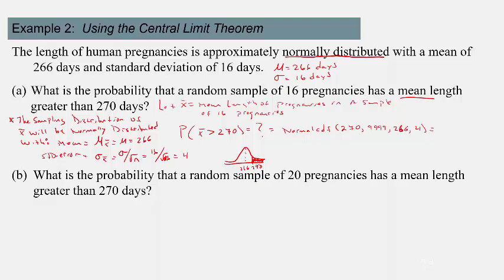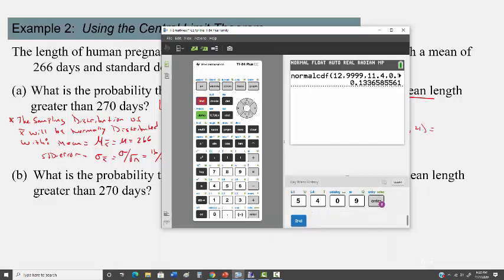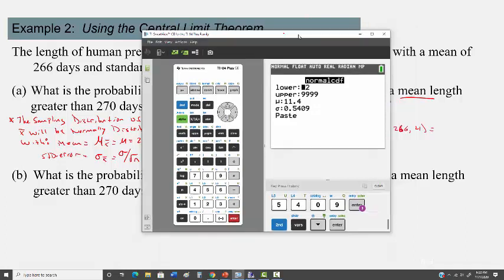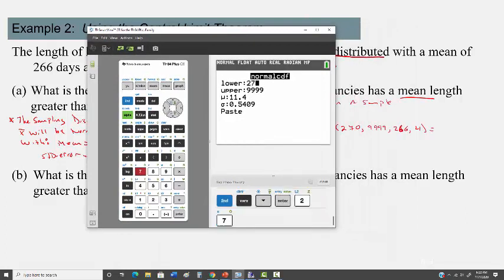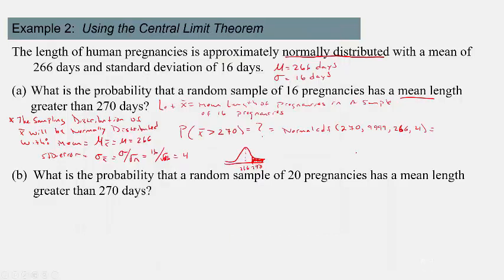So I'll do this problem in the TI-84. So normal CDF. So my lower here is 270. My upper is 9999. 266. Standard deviation was 4. And you got 0.1587 when I round it. Okay, not too bad.